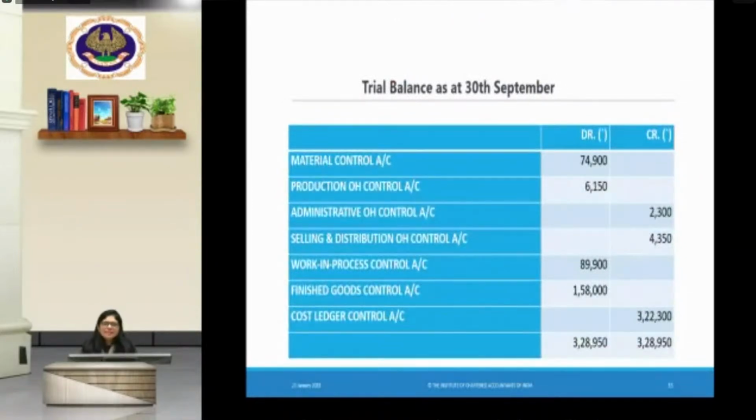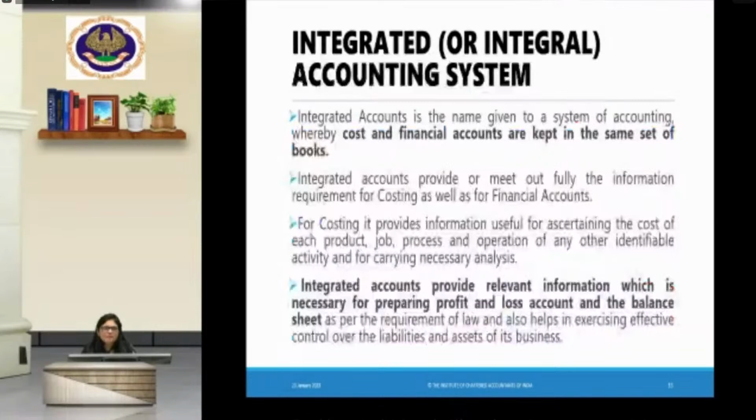So the trial balance again, these are the closing balances. Closing balances of all these accounts we have made. Material control, production control. These are the overheads control, WIP, finished goods, and cost ledger. So cost ledger will be equal to all the debit, that the net effect of debit and credit balances should be equal to cost ledger control account. All right. Students, I hope you have understood this.